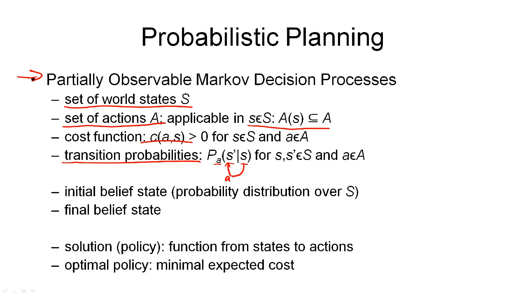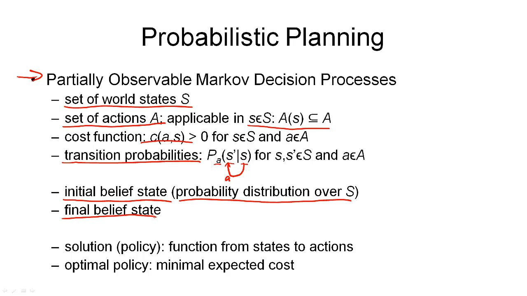Then our planning problem also must include an initial belief state. That is a probability distribution over all the states in S. So we don't know exactly which state we start in, but we have a probability distribution that tells us how likely it is that we are in a given state. And we have a final belief state which corresponds to our goal.